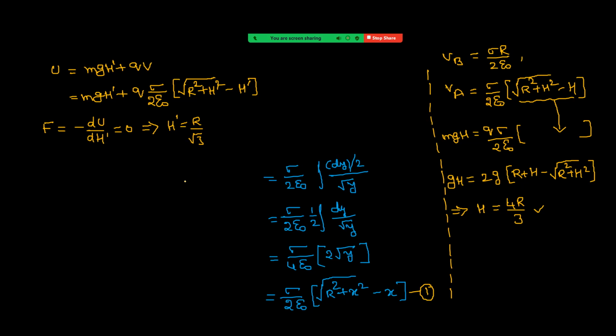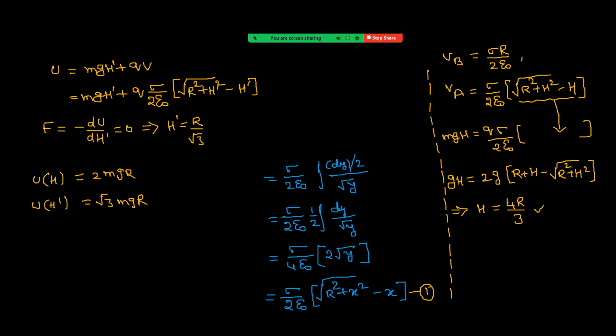Now substitute this value in that potential energy, then see how much we get. Potential energy when height is h. See carefully, in the place of h dash, it is the h value, 4r by 3. So substitute that value in this one, and it comes out to be 2 mgr. Now if I take the h dash value, it comes out to be root 3 mgr.